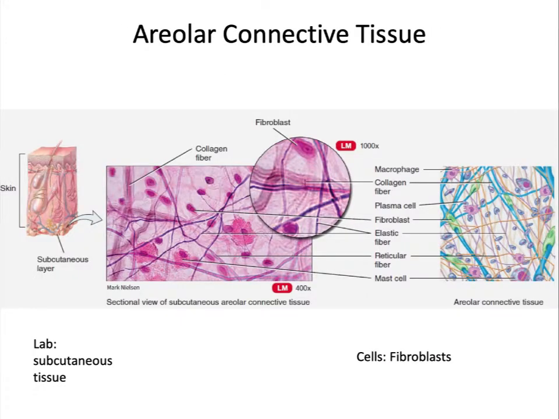For adult connective tissues, the first one is areolar. This is very similar to the picture I showed you before. It has sort of an even amount of all of the three different types of fibers. The cells that make and maintain this type of tissue are fibroblasts, and you would find this type of tissue around organs and under the skin.